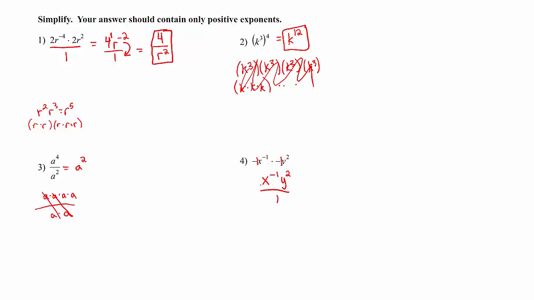All we can do at this point is say that x needs to move down to the bottom so that it has a positive exponent of positive 1. And then we don't need to write it down. If you do, that's fine, but we don't have to write it down because it's x to the first, which we know is just x.